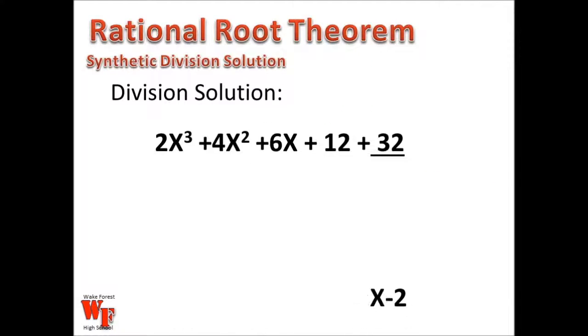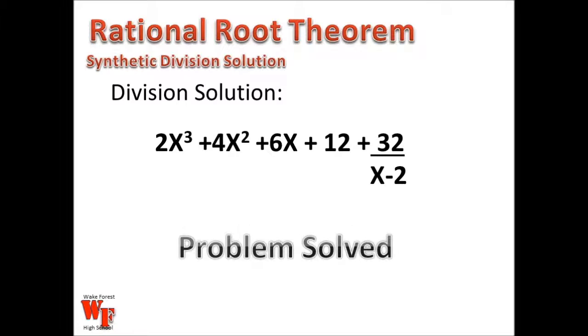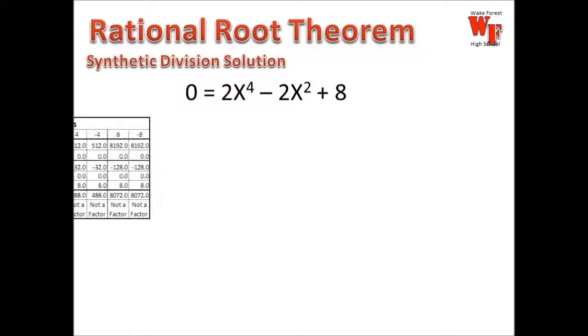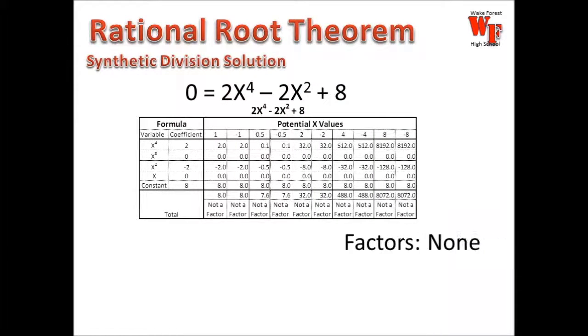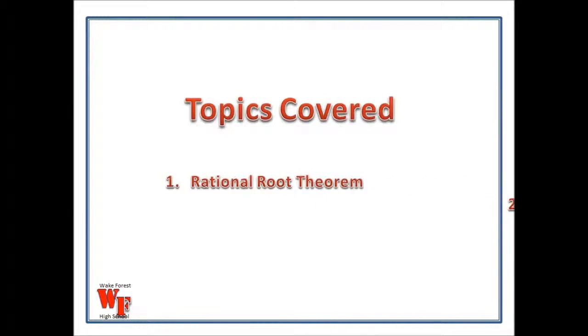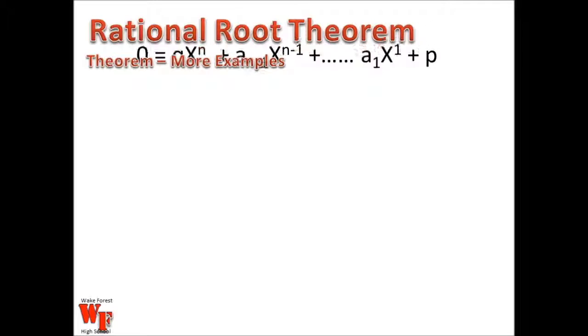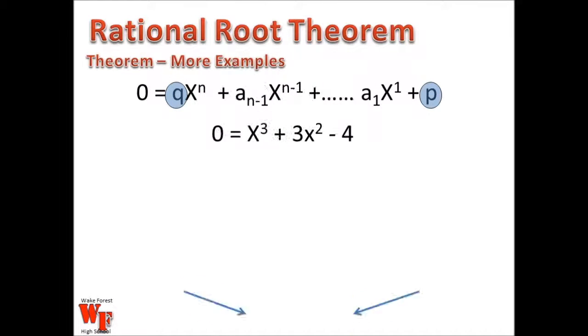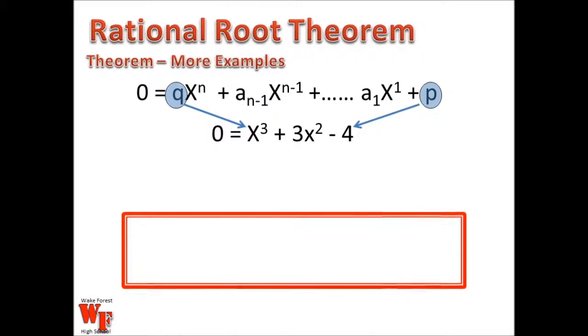Here we see the solution with the remainder in the correct mathematical term at the end. Here we see all the possible solutions showing that this equation in fact does not factor. We have covered the rational root theorem, how to synthetically divide correctly, and we have gone over an example of the rational root. Here we have another example where p is 4 and q is 1.